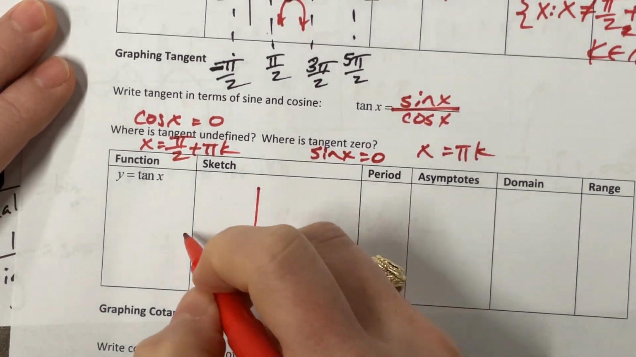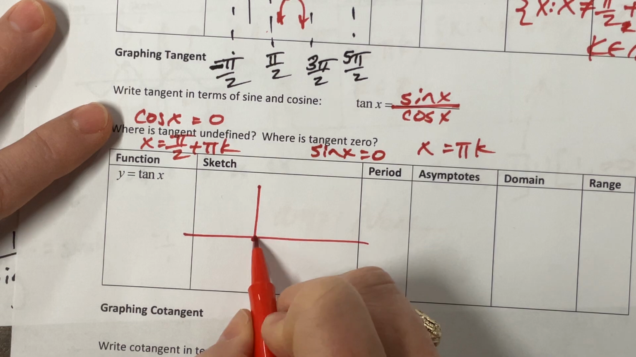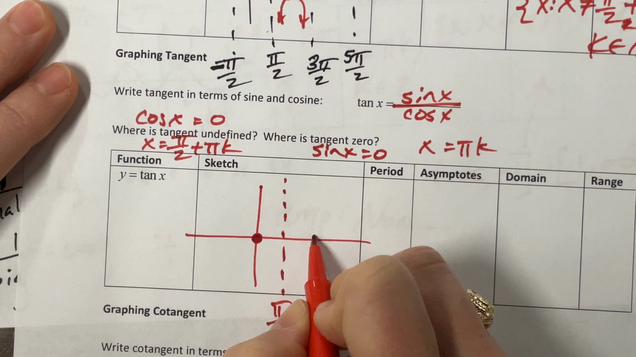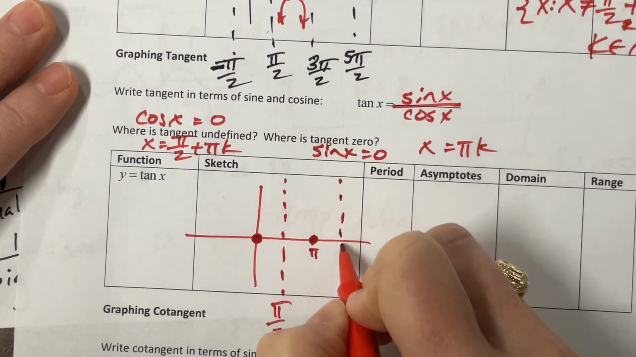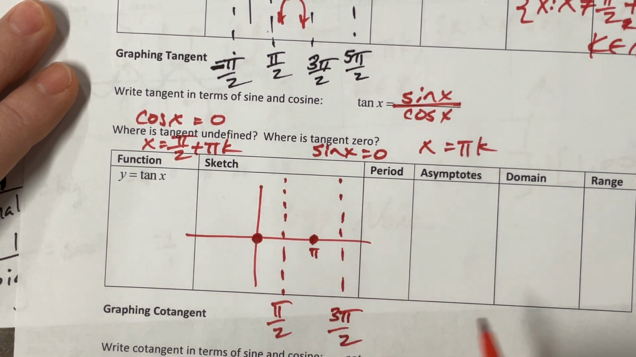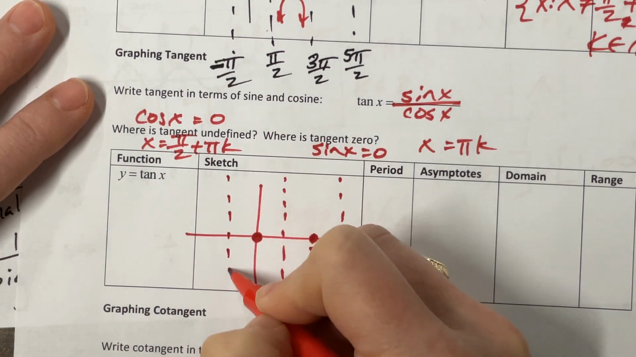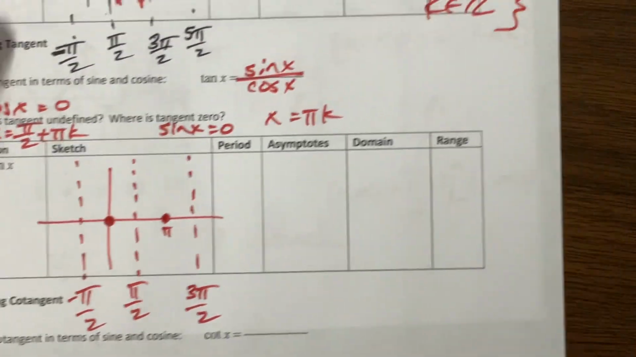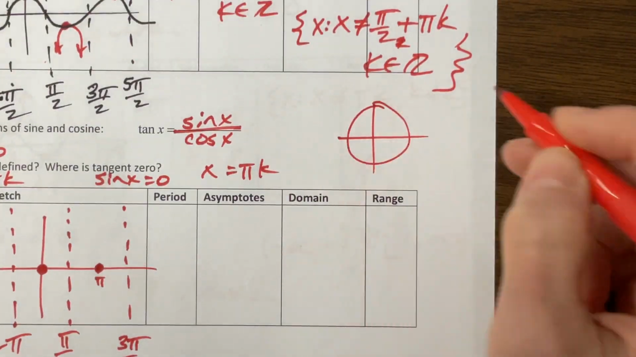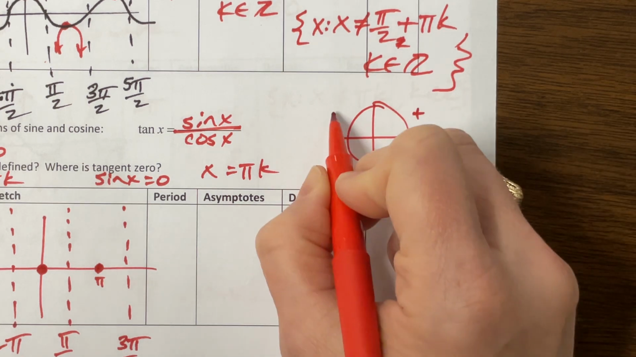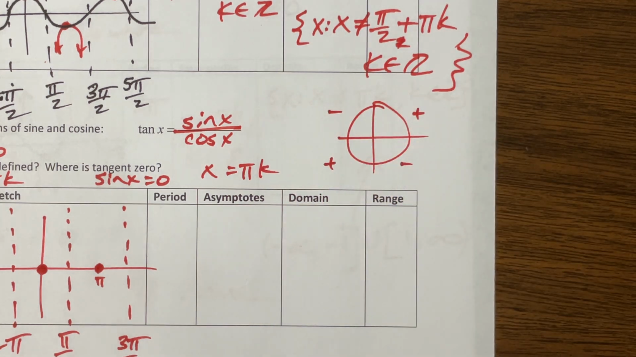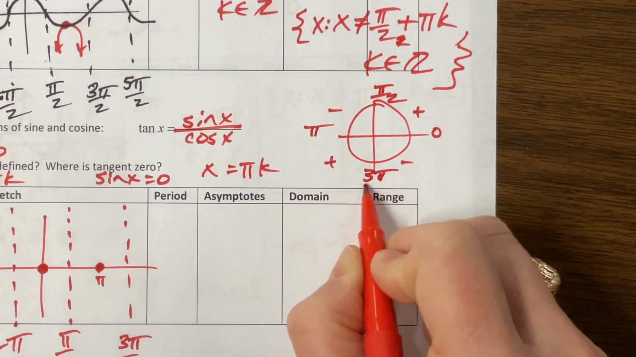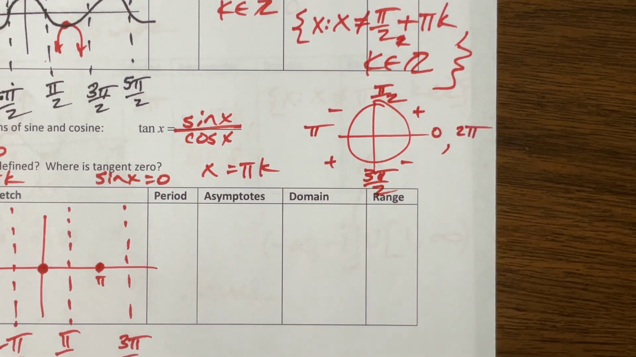Okay, so that means when I graph this, I have a 0 at 0. I have an asymptote at pi over 2. I have a 0 at pi. I have an asymptote at 3 pi over 2. I have an asymptote at negative pi over 2, and I can keep going. Okay, now we're going to think in terms of the unit circle for a second. On my unit circle, tangent is positive, negative, positive, negative. Okay, this is 0, this is pi over 2, this is pi, this is 3 pi over 2. If I'm going too fast, it means you need to go back and catch my previous videos.